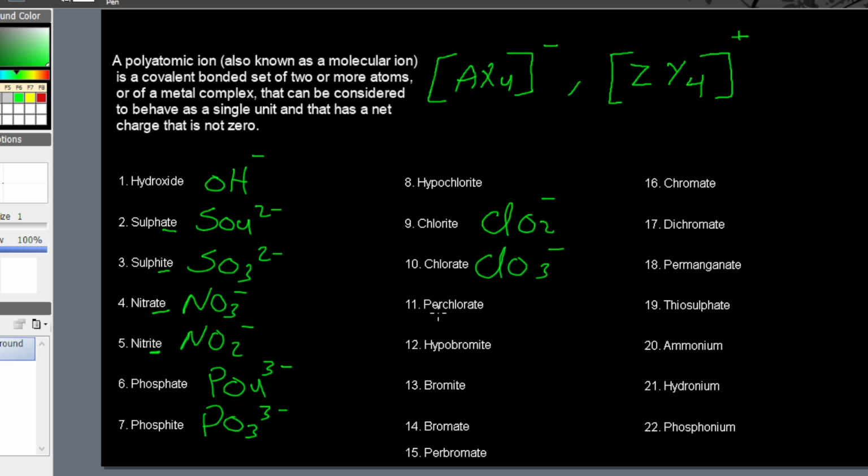How about the per prefix? Perchlorate, that means you have to add more oxygens, okay? So ClO4, 1 negative. How about the hypo? You have to remove another oxygen from the chlorite, hypochlorite. So you remove one oxygen. So at the end, it should be ClO, 1 negative. I hope you can get the difference now, okay?